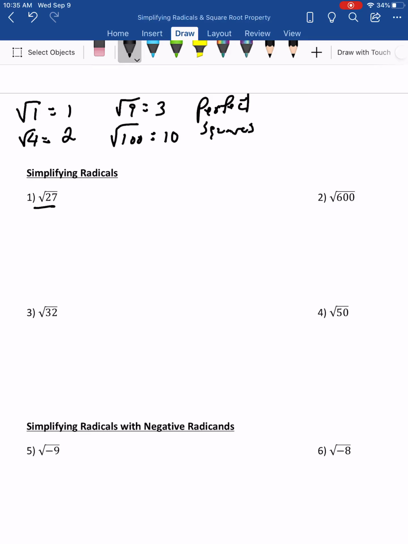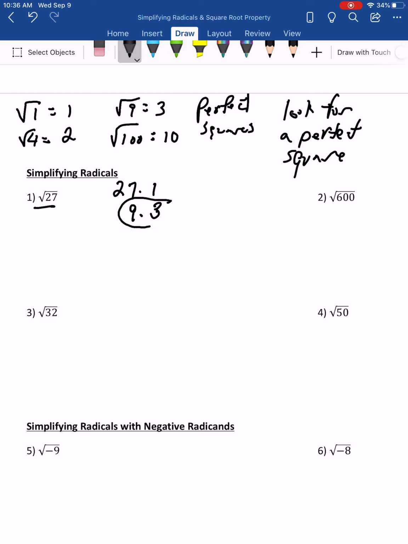So what we want to do is simplify square root of 27 in terms of perfect squares. In order to do so, we want to make a factor tree for 27, just a simple list of factors, right? So we have 27 times 1. It's not divisible by 2, but it is divisible by 3, 9 times 3, and that's it. Okay, we want to look for a perfect square. So the only perfect square on this list of factors of 27 is the 9. So the pair we're going to use is the 9 and 3.